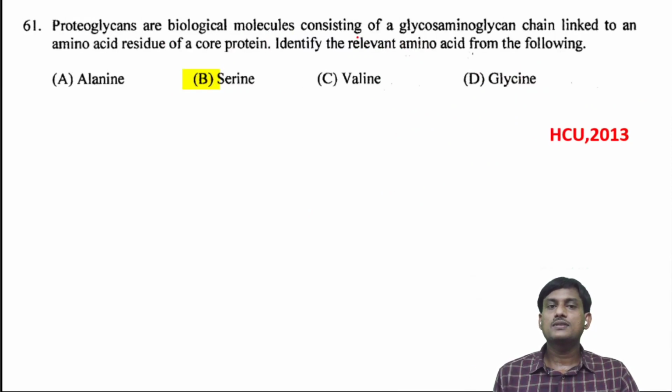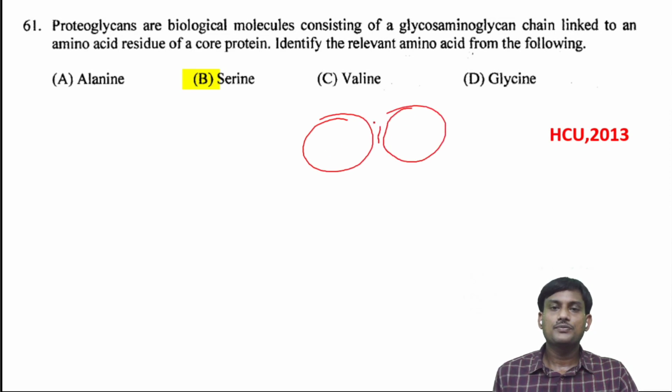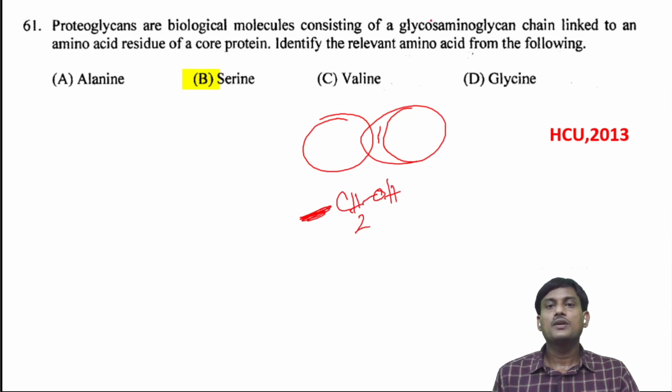Proteoglycans are biological molecules consisting of a glycosaminoglycan chain linked to an amino acid residue of a core protein. Identify the relevant amino acid from the following. In proteoglycans, we have a core protein. This is the core protein. This one is attached with glycosaminoglycan. In the core protein, we have serine. This one has the side chain CH2OH. This functional group attaches the core protein with glycosaminoglycans. So what is the correct option? Serine is the correct option.